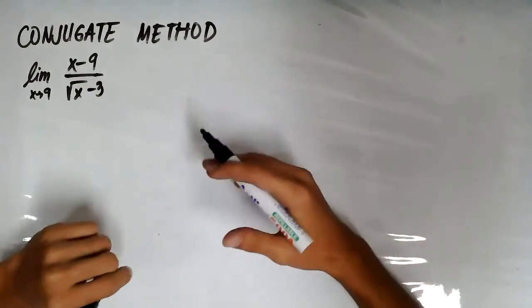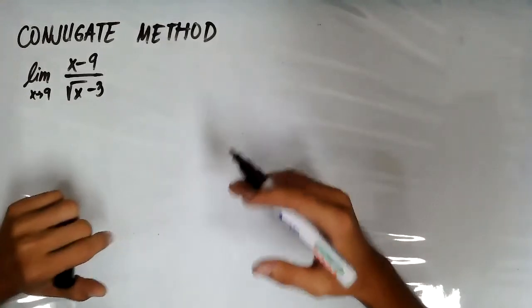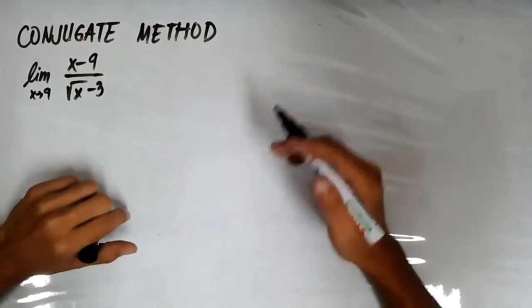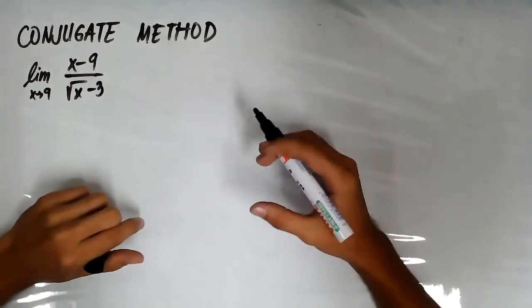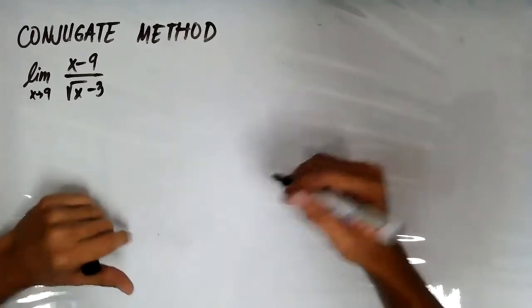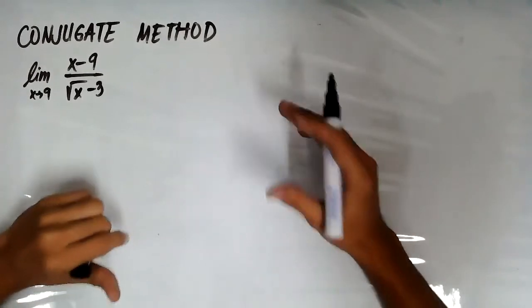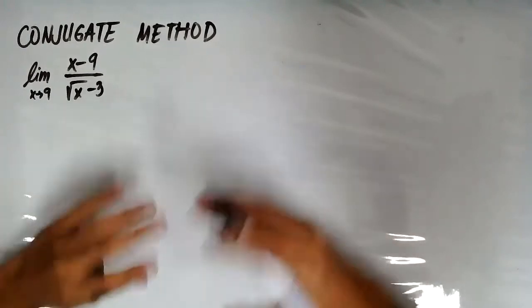There are cases where your rational function involves a radical, all right? And after using the substitution rule, the result is 0 over 0, and this time we have to use the conjugate method. Because if you use the factoring method, it will just make things more complicated, all right?